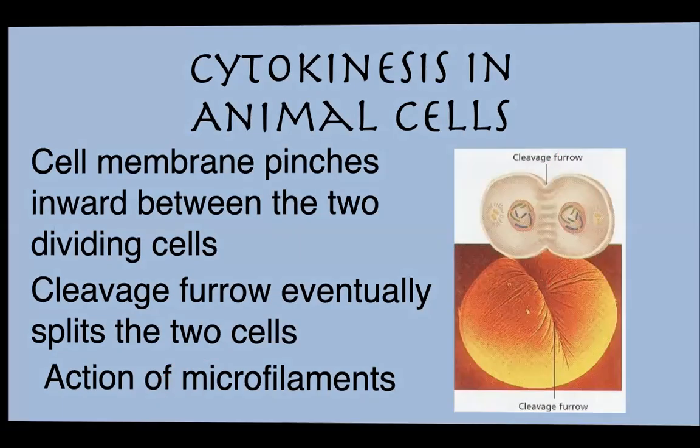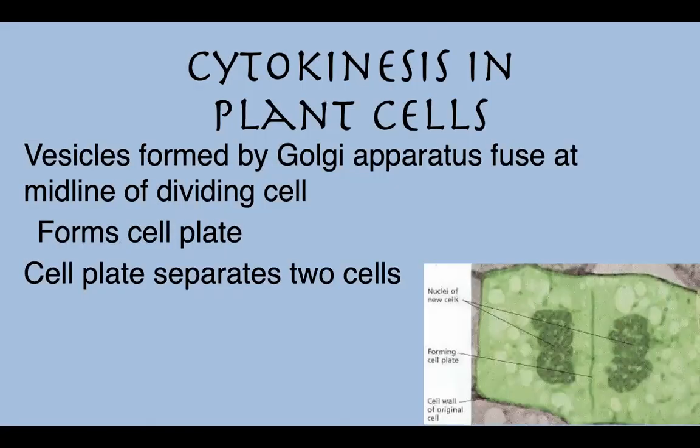Okay, microfilaments. Again, in plant cells, the Golgi apparatus is going to send a bunch of vesicles to the center of the plant cell, and they're going to fuse together, kind of like bricks. If you think about how you build a wall, you build it with bricks. And so if you keep combining all of these vesicles together, eventually it's going to separate one side from the other side, and it will now separate the two cells.